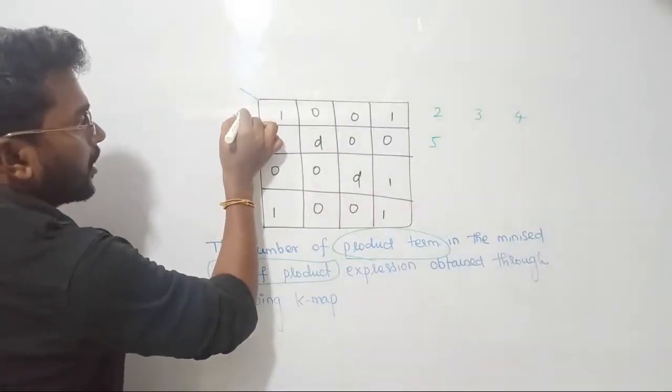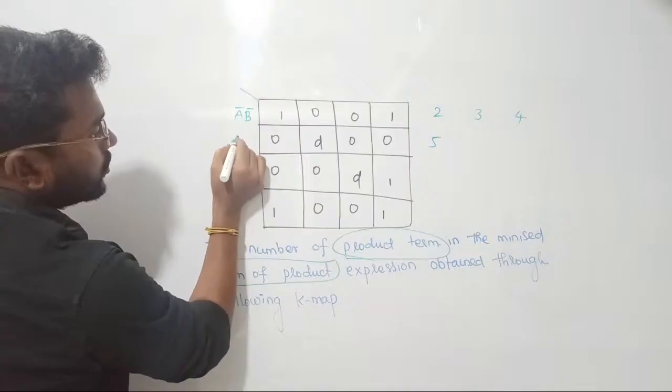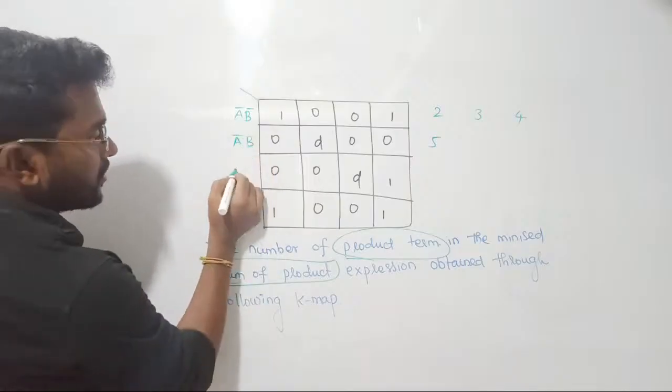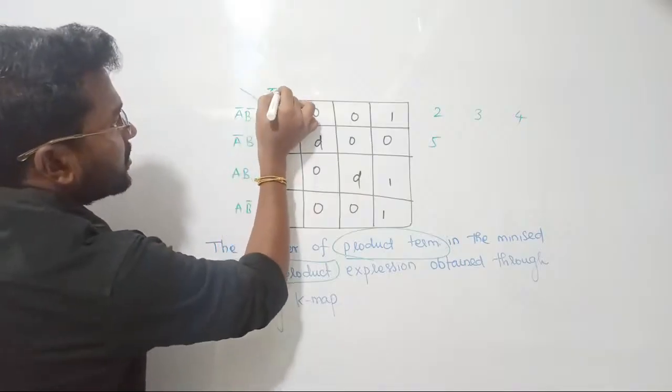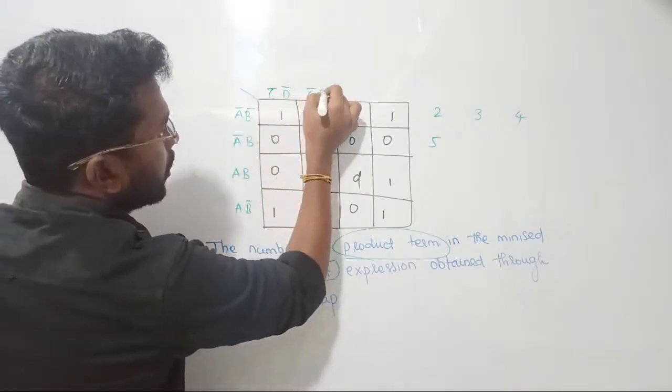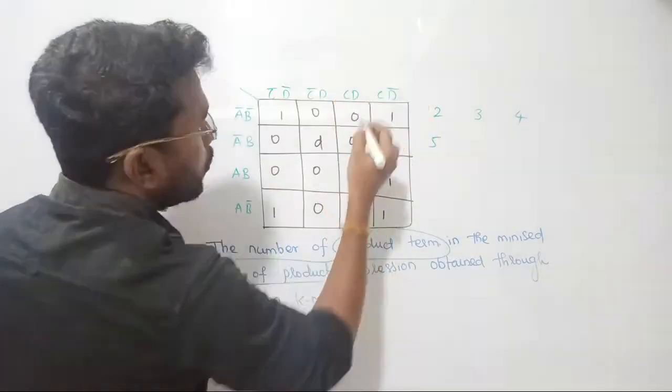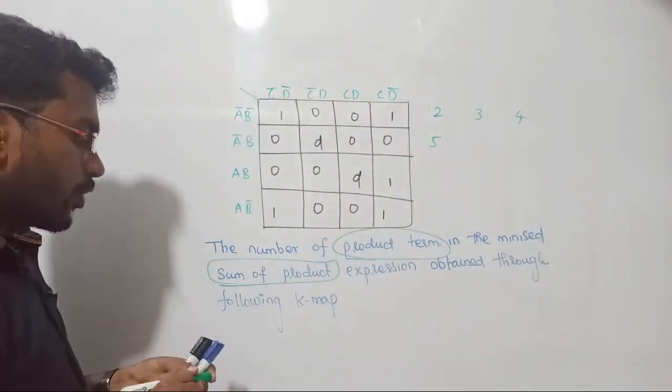We are considering AB here such that this is A bar B bar, this is going to be A bar B, and this is going to be AB, and this is going to be A B bar. And this is going to be C bar D bar, this is C bar D, this is CD, this is CD bar. We all know this one. Let's start grouping these together, right?